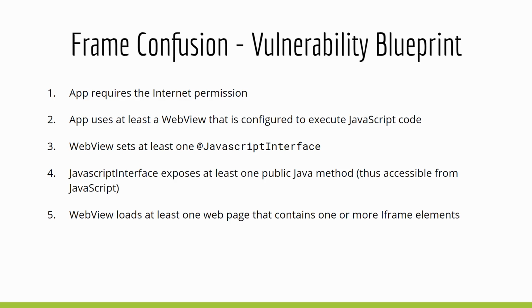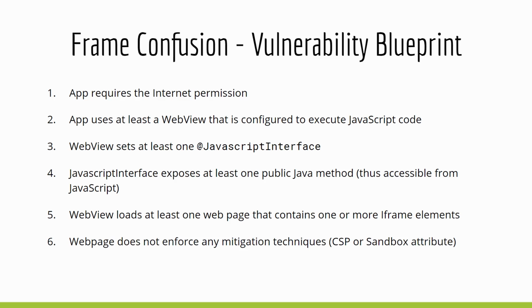the web view loads at least one web page with one or more iframe elements, in the case of an attacker with a compromised child frame. And the web page does not enforce any mitigation technique like content security policy or the sandbox attribute. These techniques are usually used to isolate the iframe and disable the execution of JavaScript code inside the iframe element.